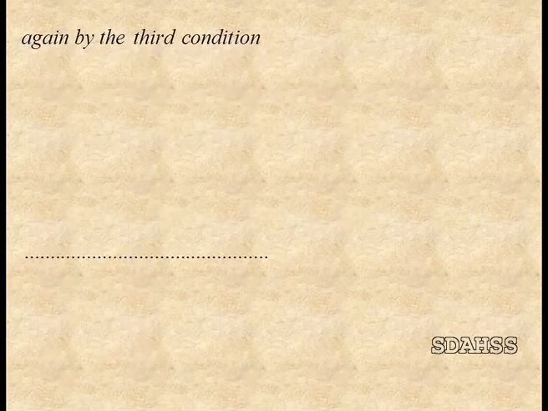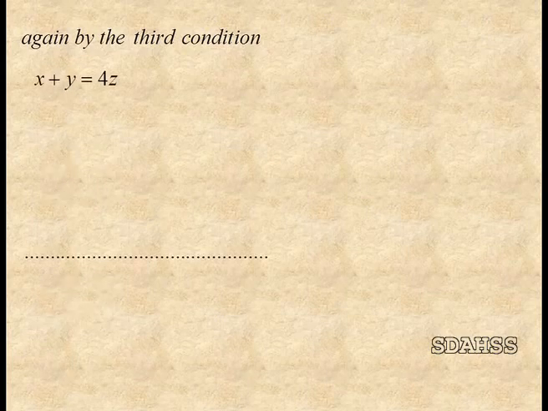Mark it as second equation. And the third condition says that 4 times the number of students of section C exceeds the number of students of section A and B. 4 times the students of section C.